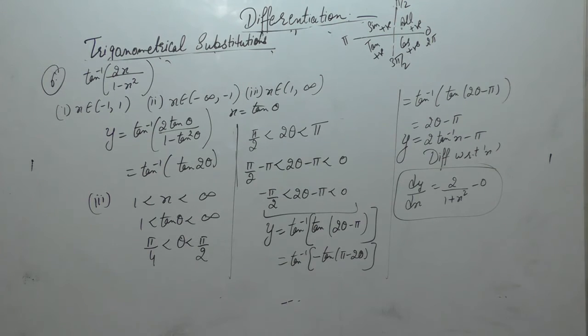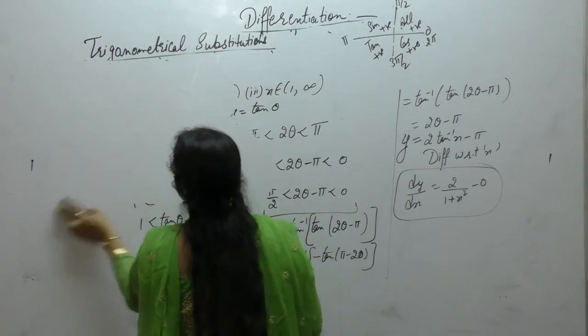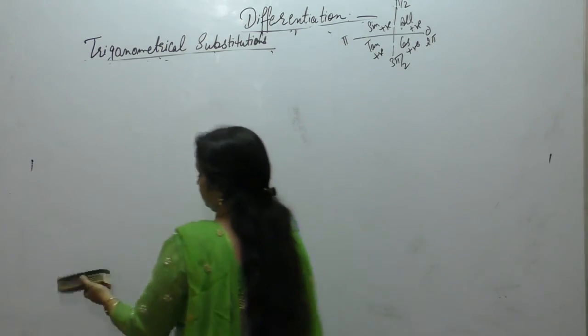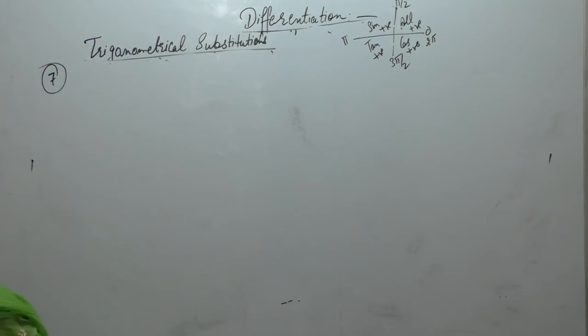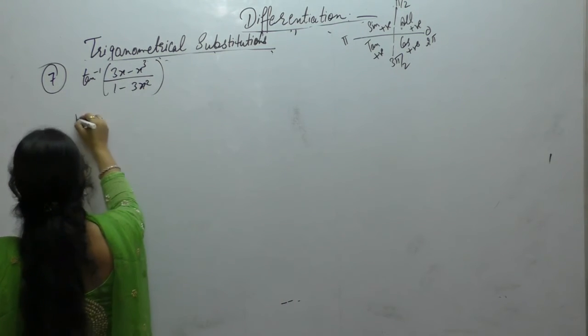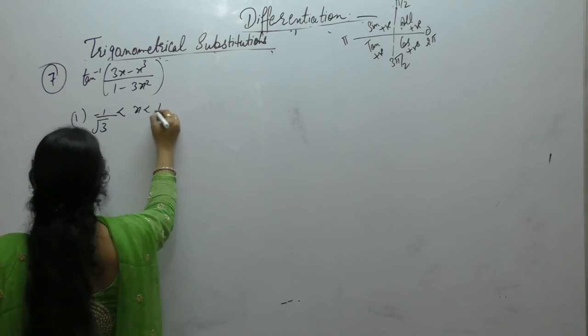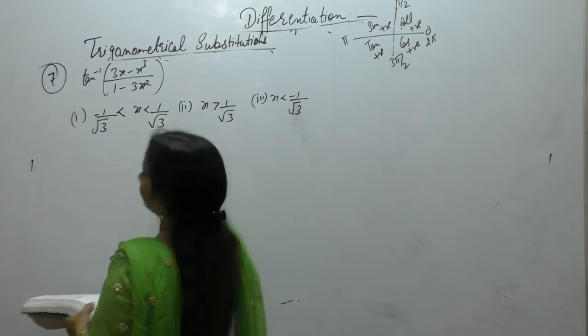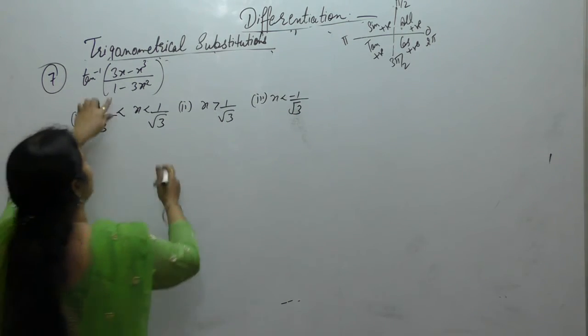Note it down. Now next question. Differentiate tan inverse of 3x minus x cube upon 1 minus 3x square, if x is between minus 1 upon root 3 and 1 upon root 3, x is greater than 1 upon root 3, and x is less than minus 1 upon root 3. Put x is equal to tan theta here.